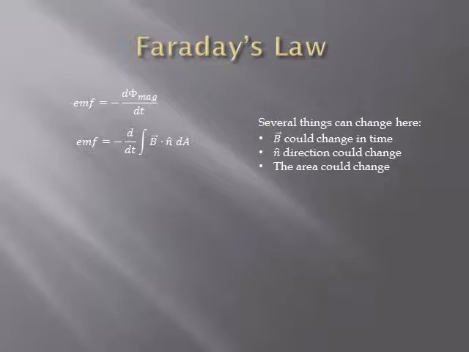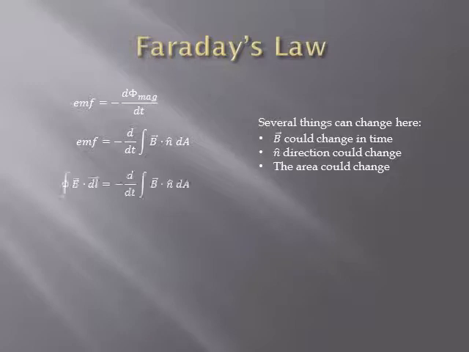Of course, if a lot of these things are constant, then we're not going to have any change in flux. If B, n, and A are all constant, nothing's changing in time, so we're not going to have any change in the magnetic flux, so our EMF should be 0. But if one is changing, we will get a change in our magnetic flux. And so a question you want to ask yourself is, is the magnetic flux increasing over time, or is it decreasing over time?